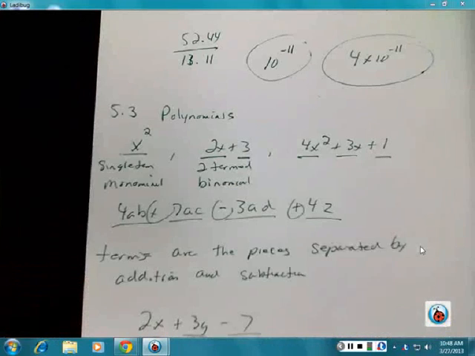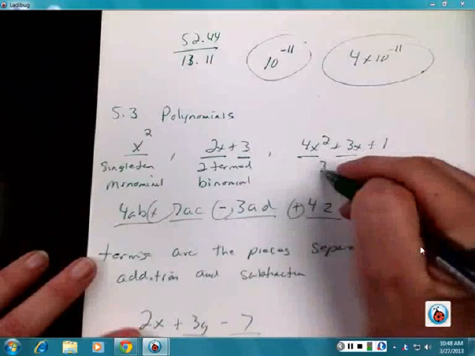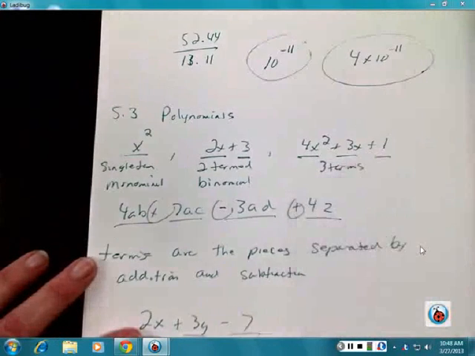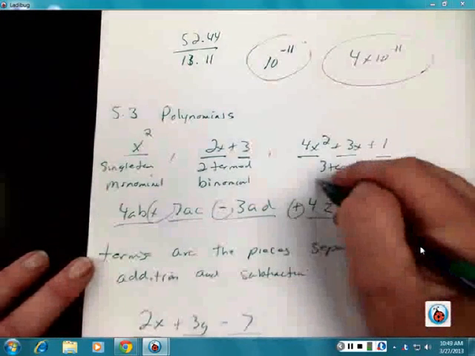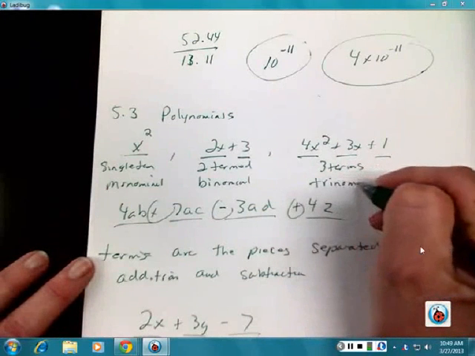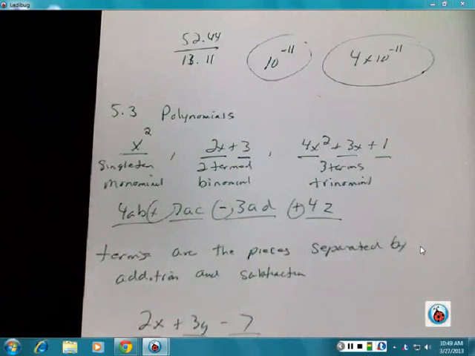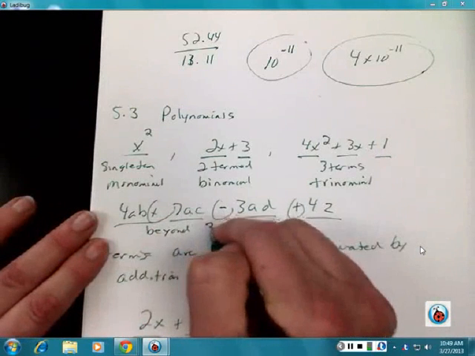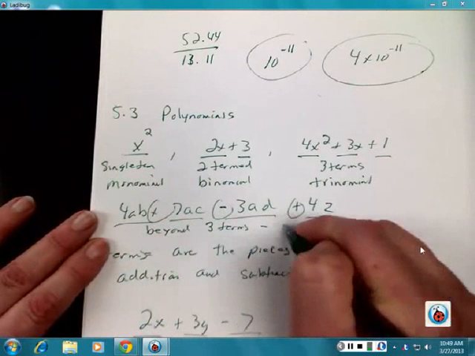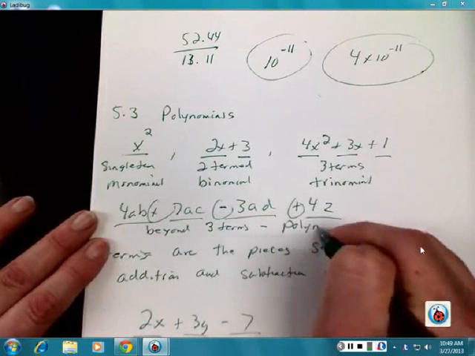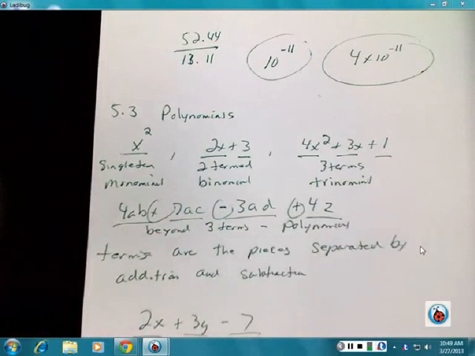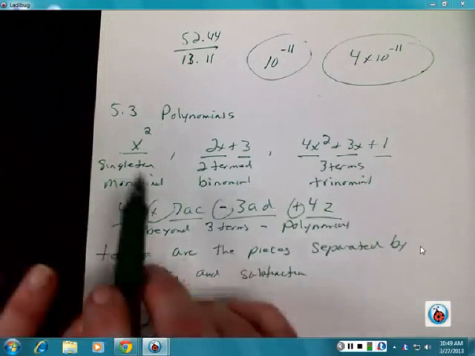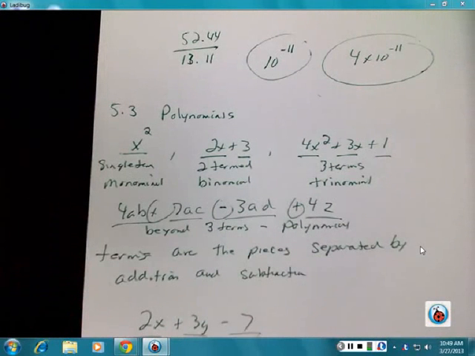Binomial has 2 terms. 3 terms, that one's called a trinomial. Okay? Anything beyond 3 terms is simply called a polynomial. They didn't come up with any fancy names for anything that goes beyond 3. But these all have fancy names, and you'd have to know what the name happens to be.